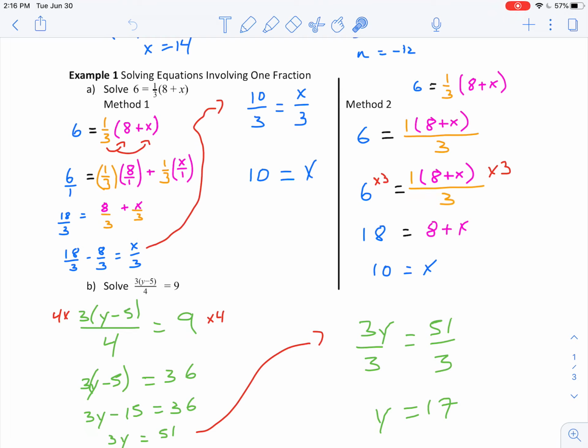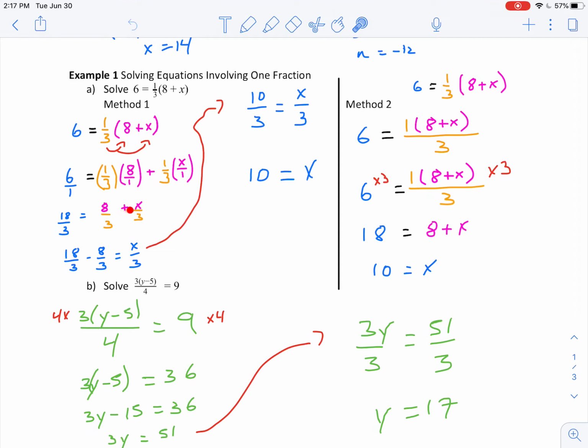Now as I rewrite it, 1/3 times 8 over 1 plus 1/3 times x over 1, right? Because whole numbers can be written as over 1. I'm also going to change the left side to a fraction to represent 6 over 1 as a whole, because we're going to be manipulating that a little bit later. When I perform 1/3 times 8 over 1, I end up with 8 over 3, and when I perform 1/3 times x over 1, I end up with x over 3.